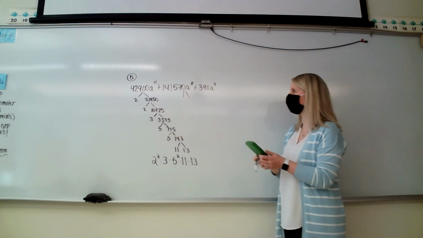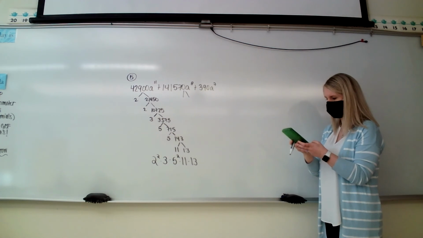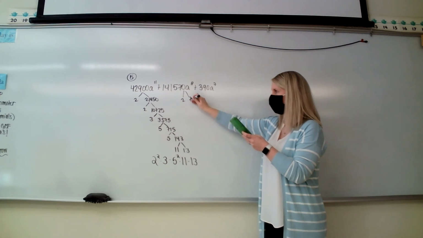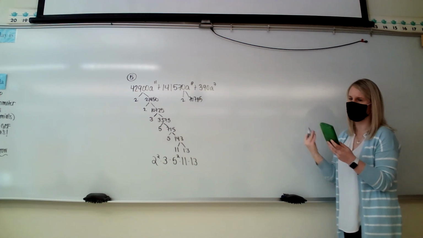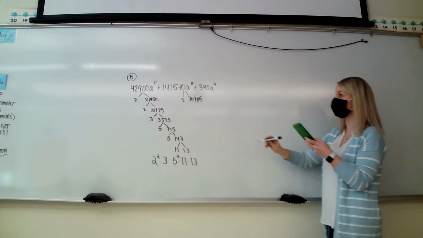Okay, so I'm going to give myself a little room over here. So I have 141,570. I'm going to start with my 2s. It is divisible by 2, but then I end up with 70,785. I know that's not divisible by 2 because it's not even. So I'm going to see, is that divisible by 3? And it is.